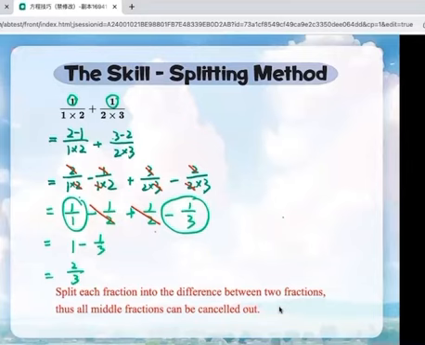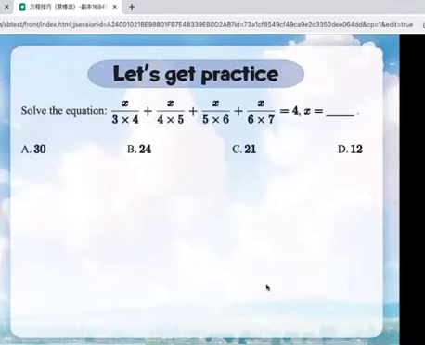And that's how we use the splitting method and how it works. With the splitting method, everyone, let's see one more question. Let's see an equation right over here. The equation is x over 3 times 4 plus x over 4 times 5 plus x over 5 times 6 plus x over 6 times 7. That is equal to 4. And we're getting the value for x.